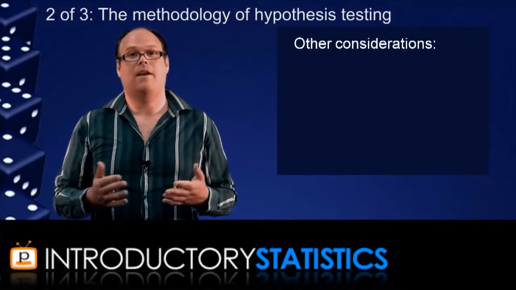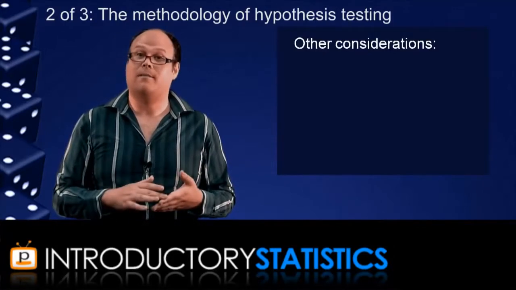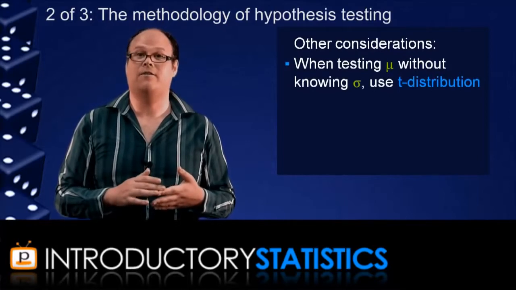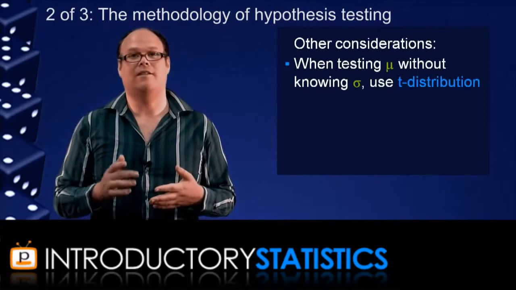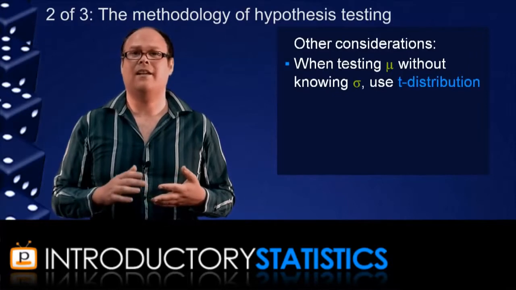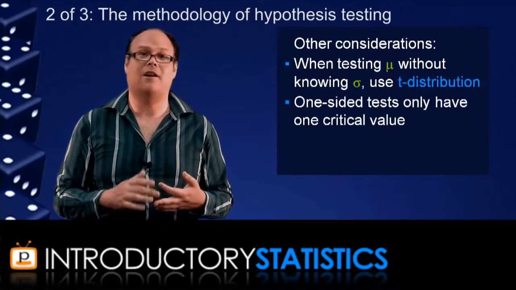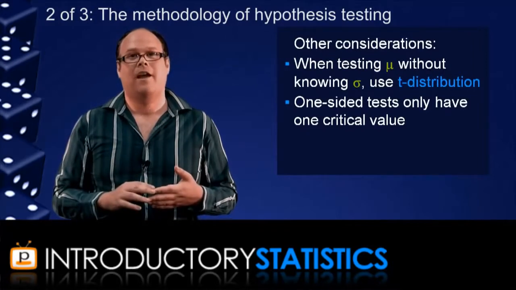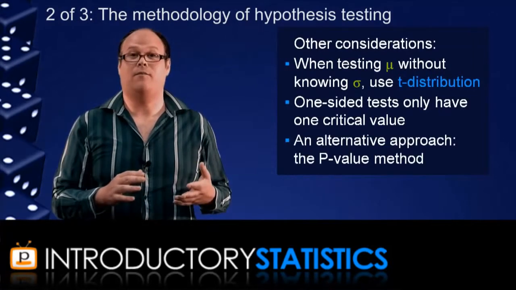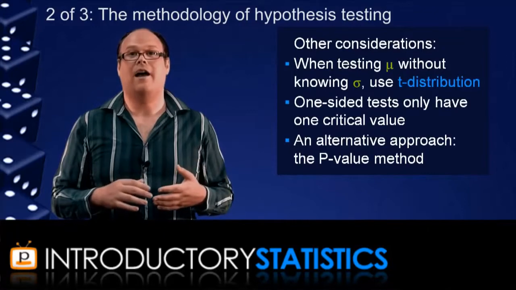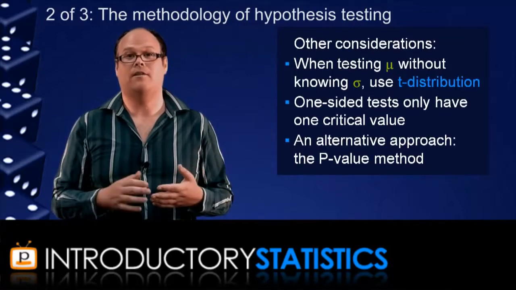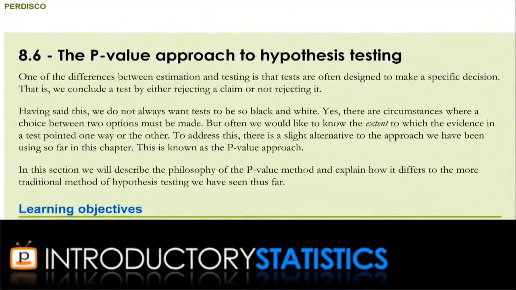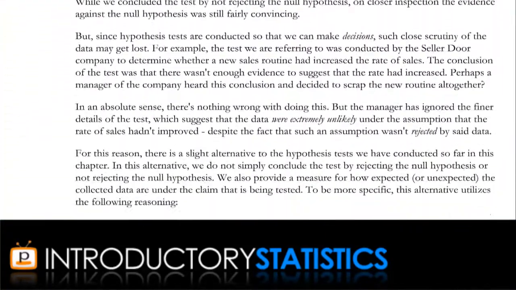Now, this talk is just a summary, so there are a lot of details I haven't gone into here. The main details are, as with estimation, if you're testing the mean and you do not know the population standard deviation, you have to use t-distributions instead of z. Secondly, if you're running a one-sided test, unlike the two-sided test we just saw, you only have one critical value. And finally, there is an alternative to the approach I've just been talking about, known as the p-value method to hypothesis testing. But the chapter on hypothesis testing in the PDISCO textbook gives a comprehensive look at all of these topics.